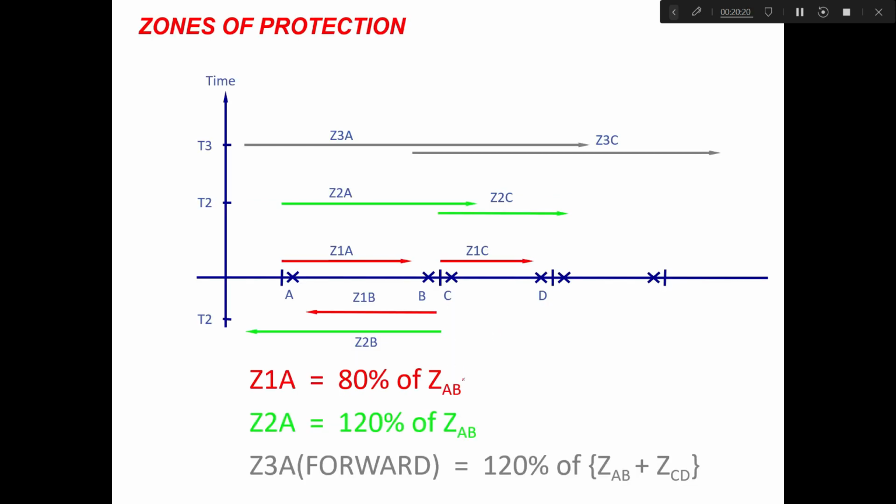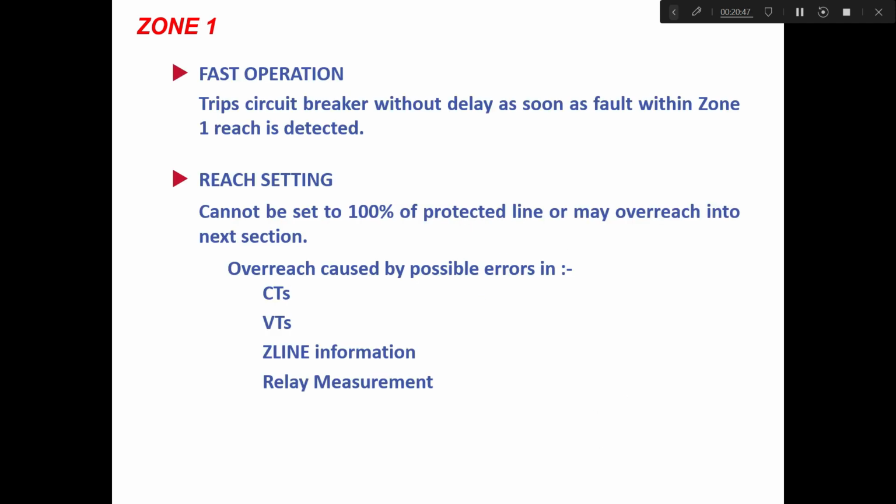Now, the reach of zone 1. Suppose these are substations A, B, C, D, and so on. The zone 1 of the relay at substation A will be 80% of ZAB. Zone 2 for the relay at A will be 120% of the principal line, that is 120% of ZAB, and zone 3 will be 120% of ZAB plus ZCD. Zone 1 trips the circuit breaker without delay as soon as a fault within the zone 1 reach is detected, and the reach setting is limited by the four factors that I have already explained.